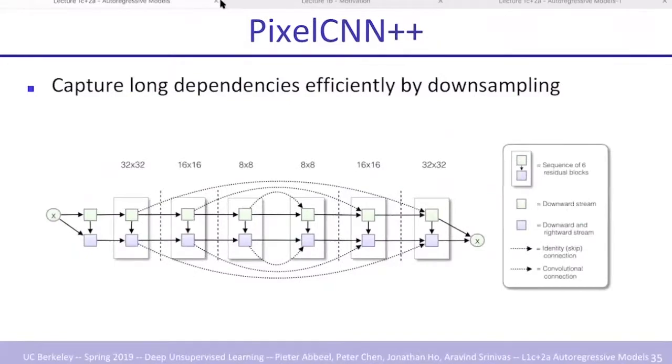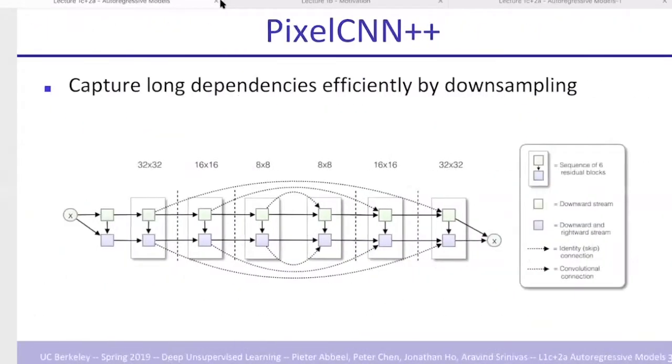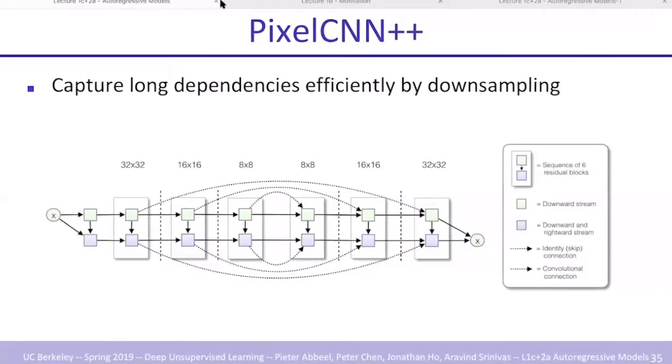Because of this, this also improves computational efficiency for the outputs. There are also some other additions that allow you to capture long-term dependencies more efficiently. So this constitutes the whole PixelCNN family: you see PixelCNN, additions like the gated PixelCNN, and then things like PixelCNN++. So these are the things happening.